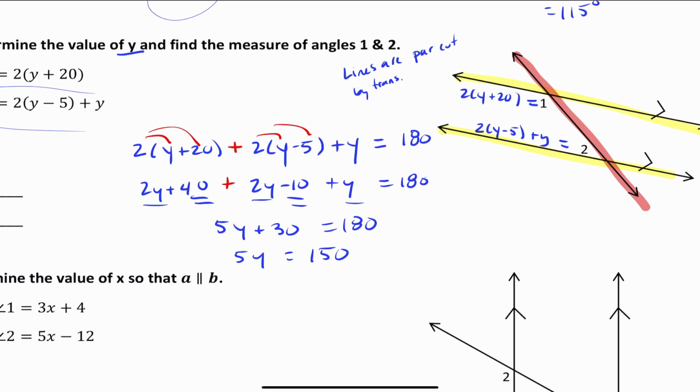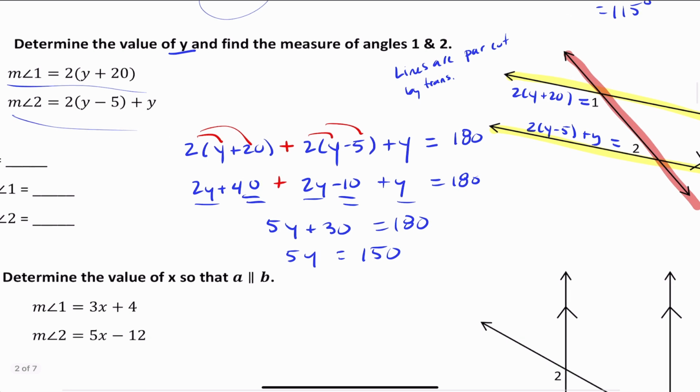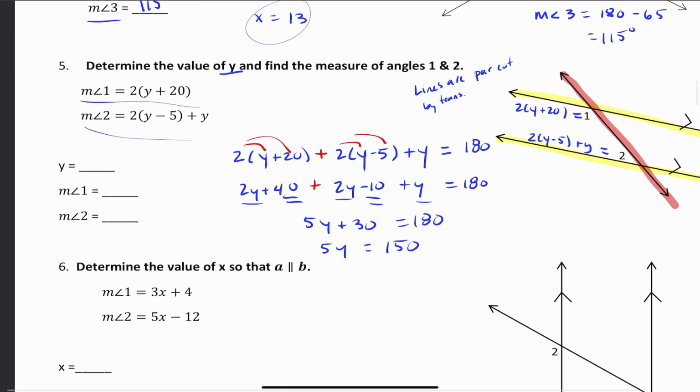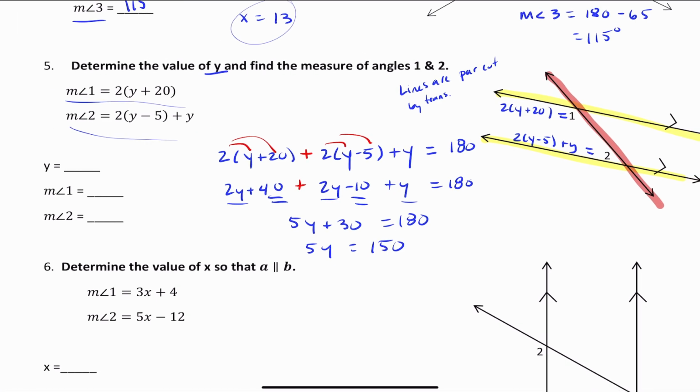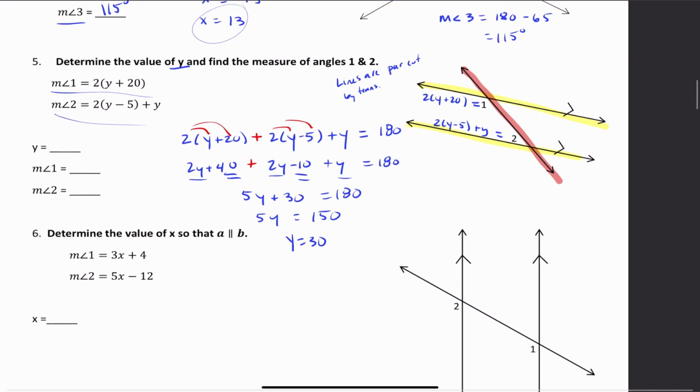Am I doing this right? I'm looking at the key right now and seeing if I'm making a mistake or the key is making a mistake. It looks like the key made a mistake. Okay, so then 150 divided by 5, that is y equals 30. So y is equal to 30.